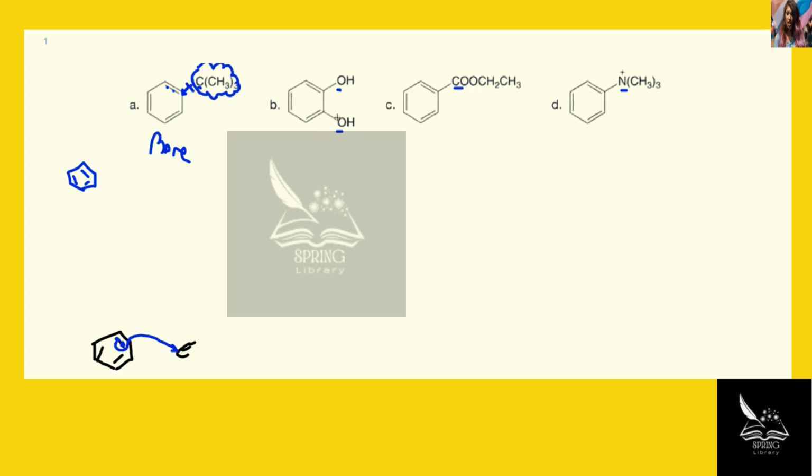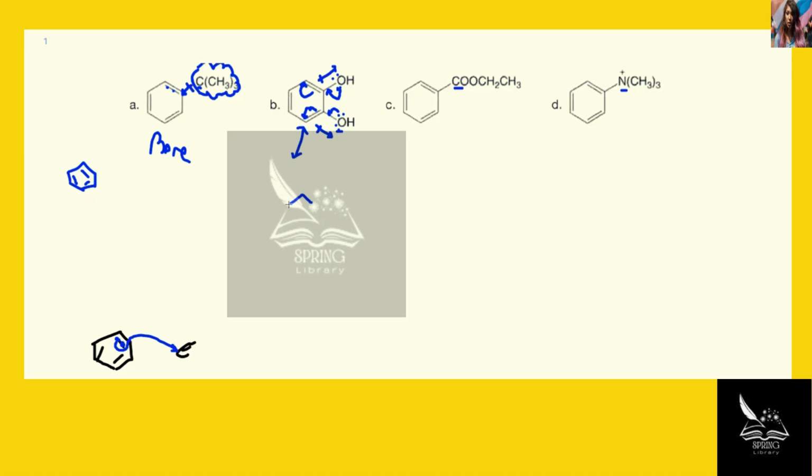Let's see now in B. In B, we have two alcohol groups. Yes, oxygen is more electronegative than carbon, so we are going to have some sort of inductive pull of electrons away from this benzene ring. However, we know, just like in a previous example, that the resonance form making a full negative charge in our benzene ring outweighs the inductive electron pull out of the benzene ring.